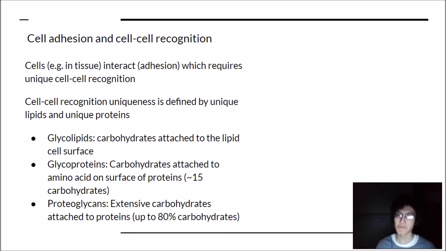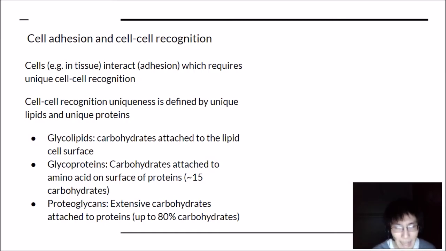So, pretty interesting. Perhaps more interesting are the glycoproteins, which are carbohydrates that are attached to an amino acid, for instance, on the surface of proteins. And then there are also proteoglycans, which are simply extensive carbohydrates that are attached to proteins, so very, very big carbohydrates. So very, very important things that are needed for cell-cell recognition.